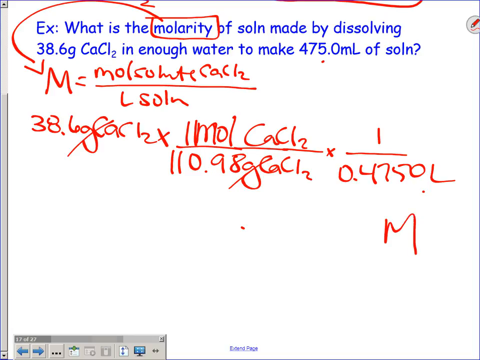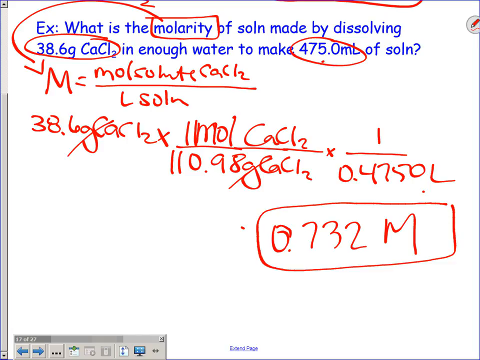What's that molarity? Savannah, what'd you say? 0.732. Anybody else? Okay, yeah, so we got some consistency here. How many sig figs should I include here? Why 3? This up here gives me my 3 sig figs. This one up here gives me 4. Stick with the 3 because that's your limiting. So this is right. Yay!